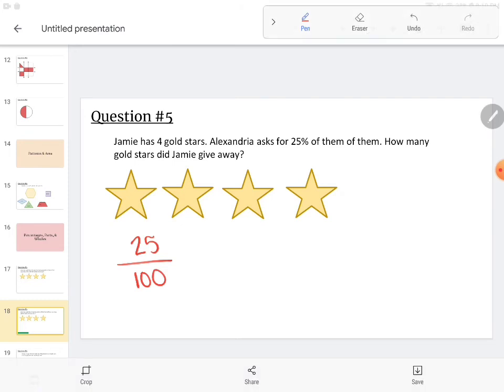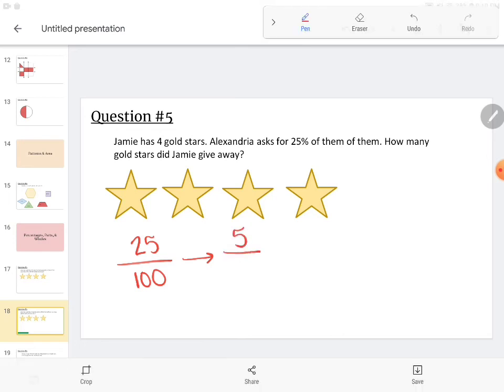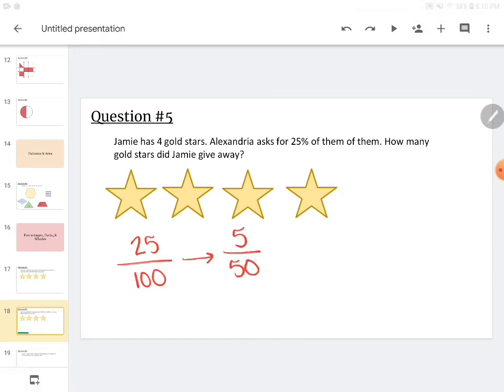And now we need to simplify that. Well, both of these numbers are divisible by 5. So when we go to divide 25 by 5, we get 5. And 100 by 5, we get 20. These numbers are still divisible by 5, so we can go ahead and break that down a little more. And we should get a total solution of 1/4.